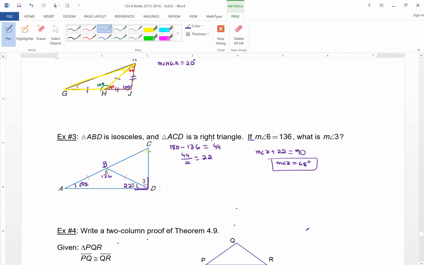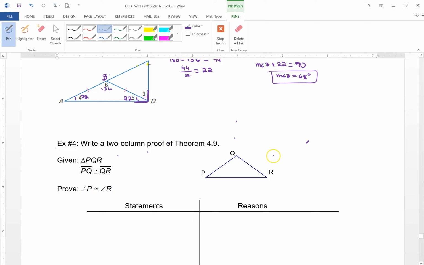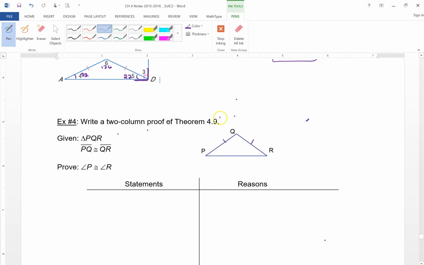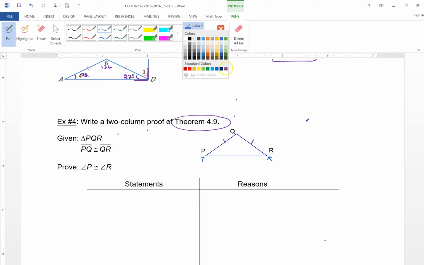Okay. All right, so here we have a proof now. We are given triangle PQR. PQ is congruent to QR. This is a proof of theorem 4.9, which said that if two sides are congruent, then the angles opposite to them are congruent. So what we want to do here is prove that angle P and angle R are congruent. So let's see how we can do this.